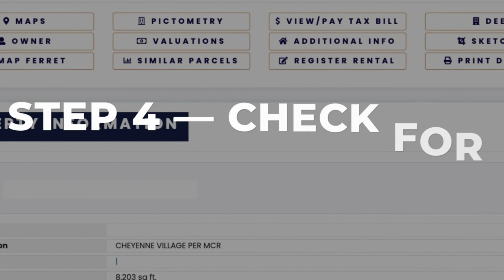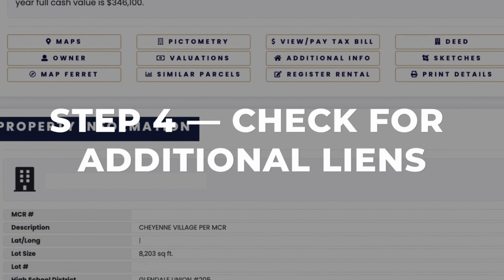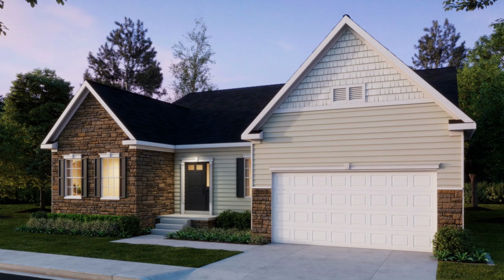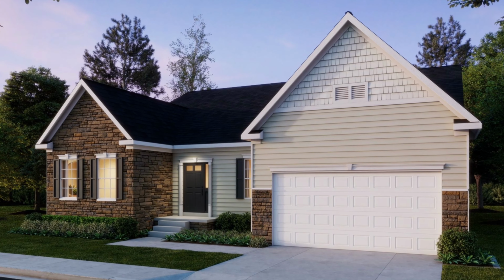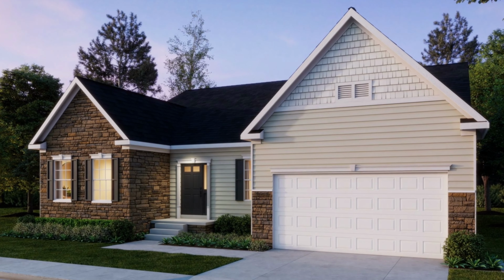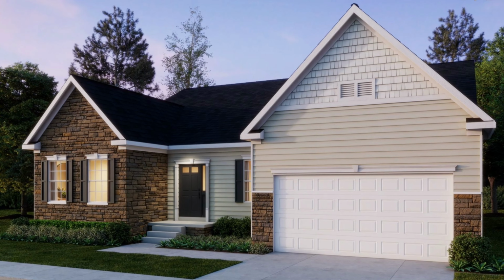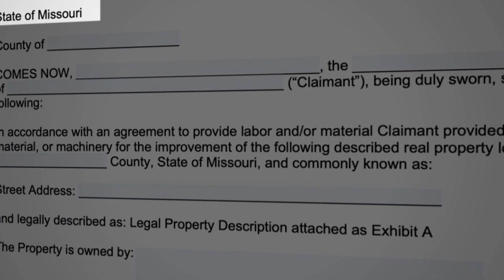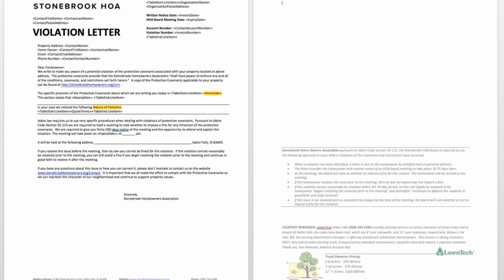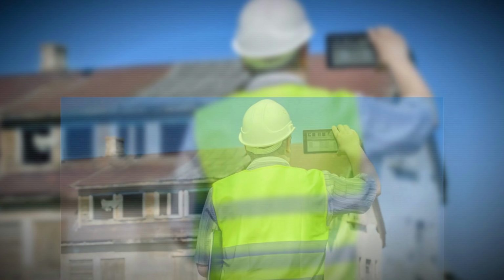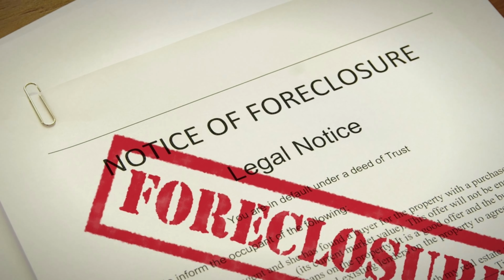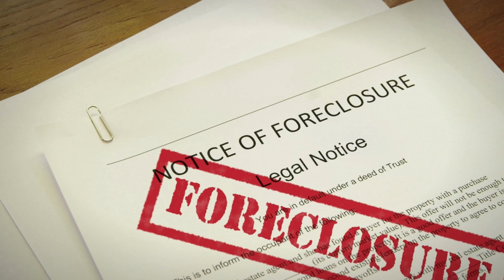Step 4. Check for additional liens. This step saves people from expensive mistakes. A tax-delinquent property can look perfect on paper, clean address, good road access, fair assessed value, and still have hidden debt attached to it. Mechanics liens, HOA debt, municipal code violations. In some cases, even mortgage debt that survived the tax default.